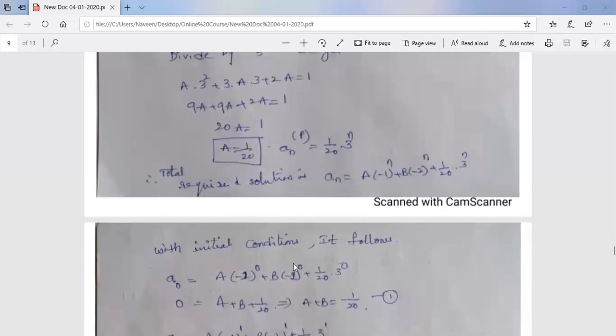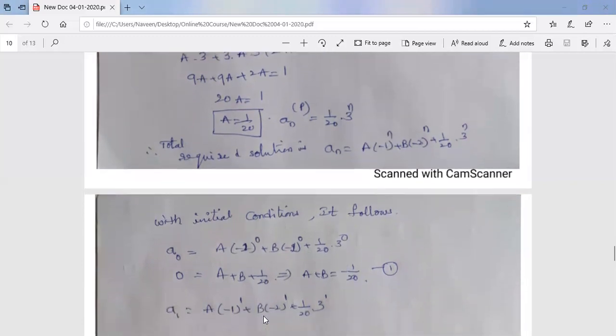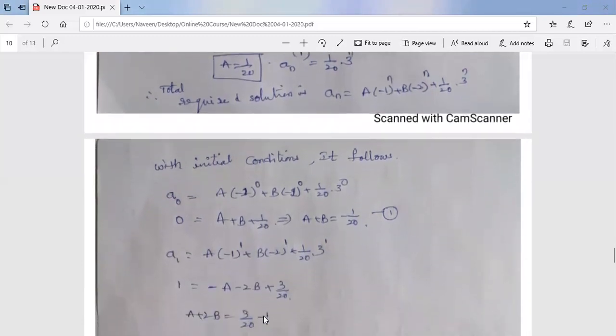With the initial conditions, by substituting n is equal to 0, we'll get the a_0 value. Anything to the power 0 is 1. So a into 1 is a, plus b into 1 is b, plus 1 by 20 into 1 is 1 by 20. You get a plus b is equal to -1 by 20.